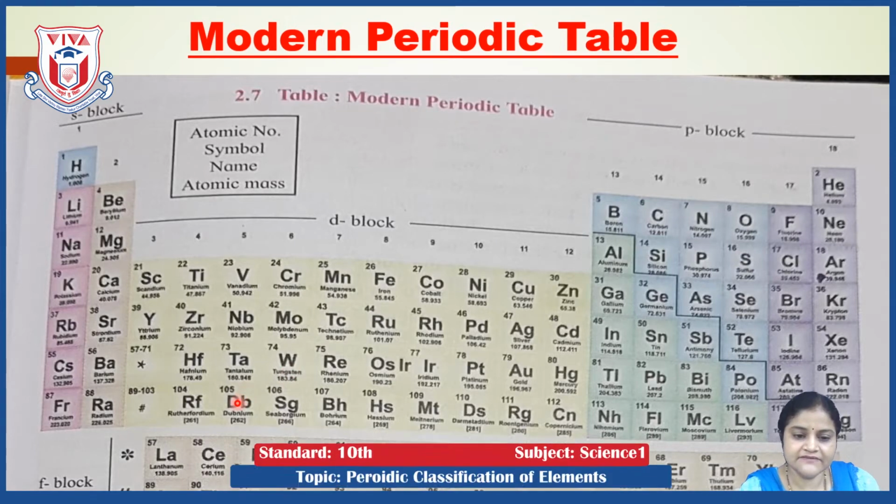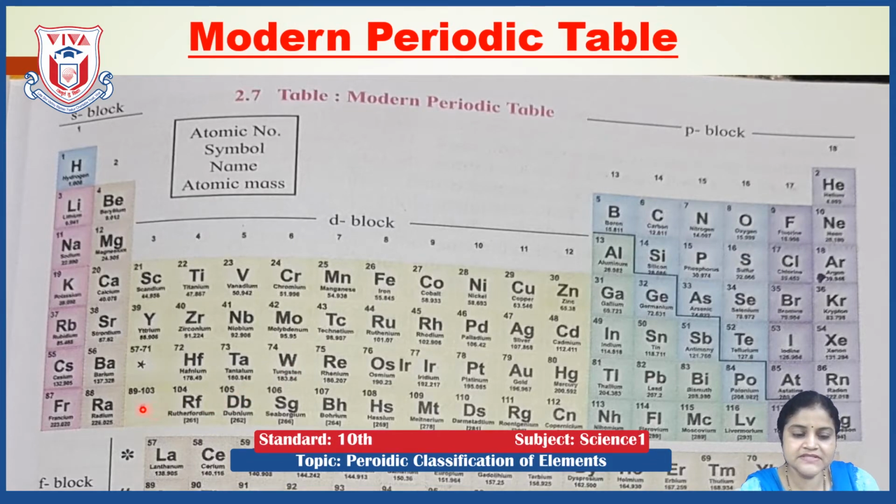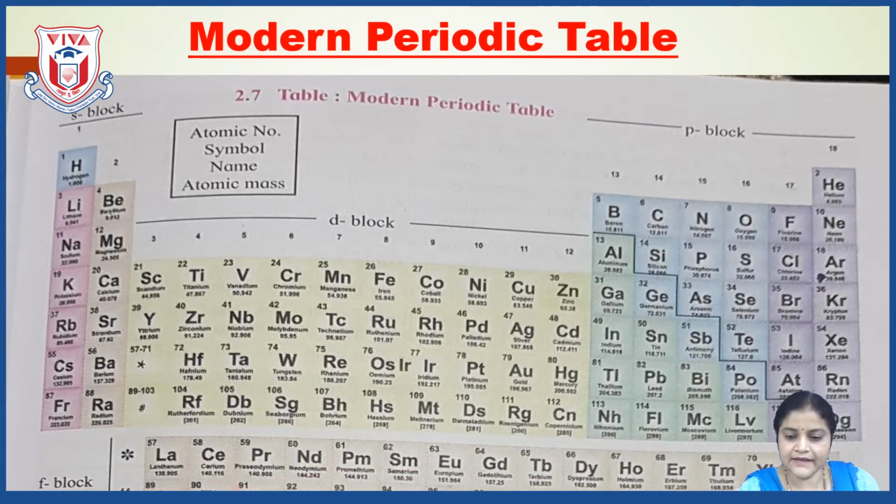Again, in the seventh period, some elements are missing from 89 to 103, which are available at the bottom of the main table. So these elements are considered part of the seventh period, again with 32 elements. Hence, these two are called the longest periods, with the highest number of elements.